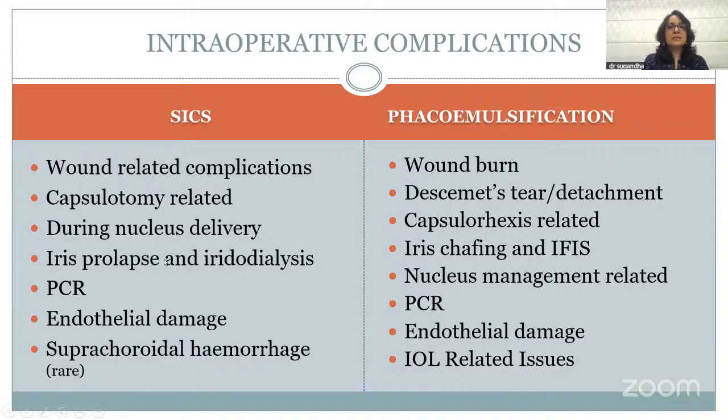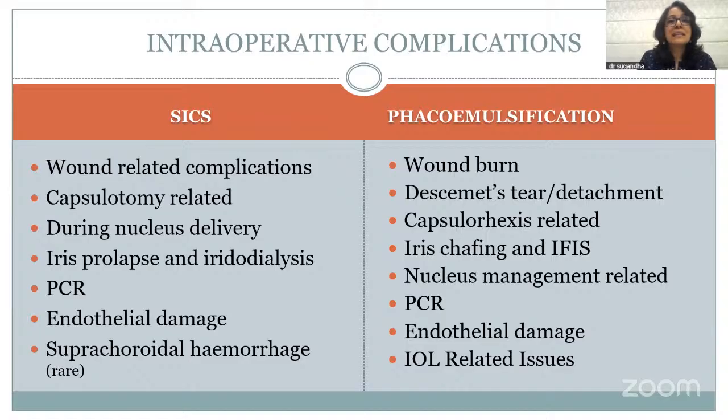As is obvious, the complications listed here are mostly wound-related complications in SICS, and the issues with a difficult delivery of the nucleus, iris injury and prolapse, and so forth. In phacoemulsification, I have mentioned wound burn as the first one, but it's pretty rare, though it is definitely seen. Other more common ones are Descemet's tear, detachment, capsular related issues, either straining and intraoperative floppy iris syndrome. And the later part of the table is pretty much similar.